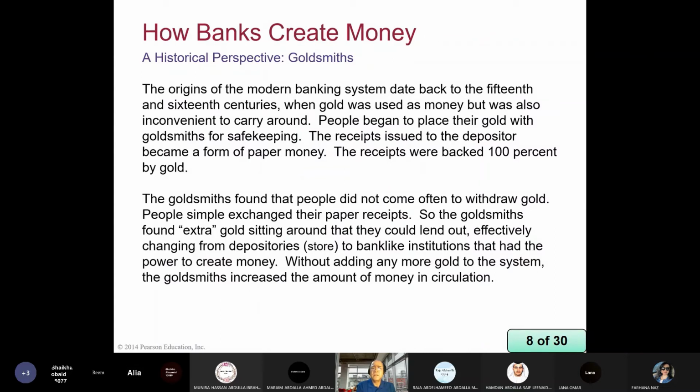Such as Damas. What's the meaning of goldsmiths?